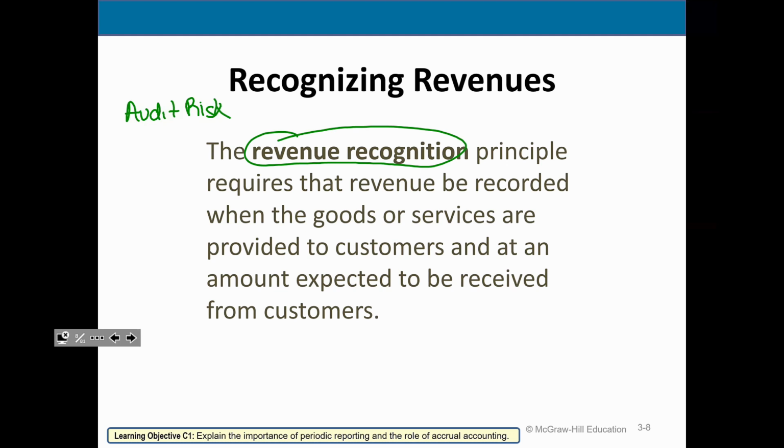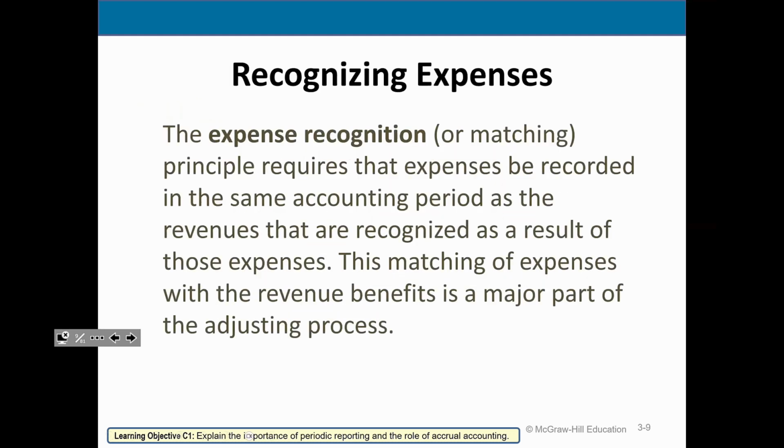So revenue recognition is that you're supposed to record the revenue when you earn it, which is basically when you've delivered the goods or services. And then the expense recognition is our matching principle. What are we matching? Revenues and expenses. So right now, for our automakers, they're matching the revenue of the sale of the car.